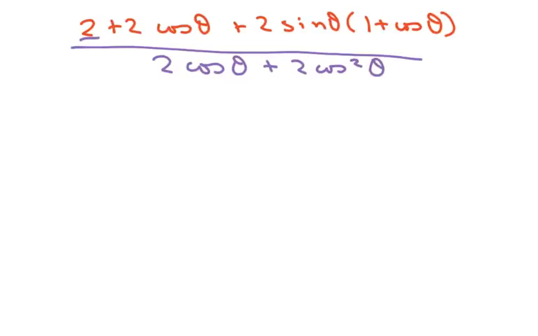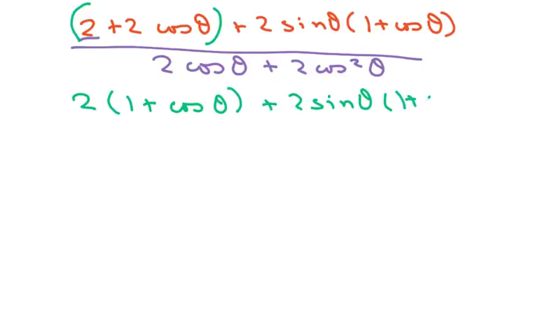Okay, at this stage, what I'm going to do is use my greatest common factor, and I'm going to take this part and factor out a 2. And I get 1 plus cosine of theta plus 2 sine of theta times 1 plus cosine of theta. Now that I have these are the same, I can factor by grouping. I'm not dealing with my denominator yet. I'll do that in a minute.